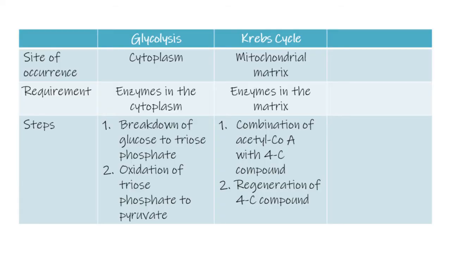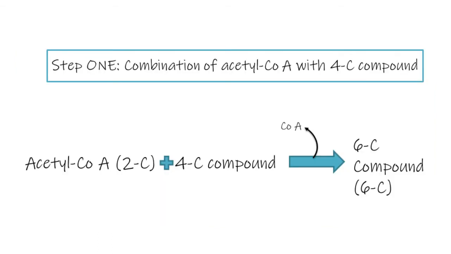The Krebs cycle occurs in the mitochondrial matrix. It involves two main steps catalyzed by specific enzymes in the matrix. First, the combination of acetyl-CoA with a 4C compound. Secondly, the regeneration of the 4C compound. Step 1 is the combination of acetyl-CoA with a 4C compound.